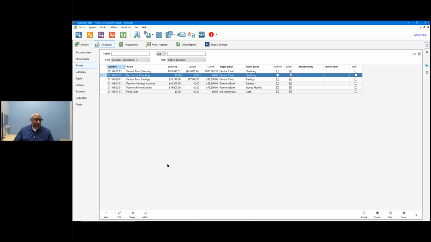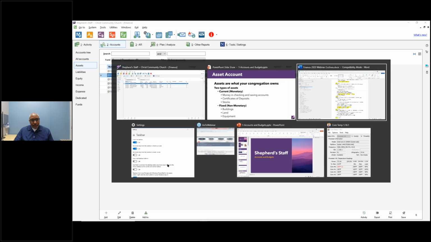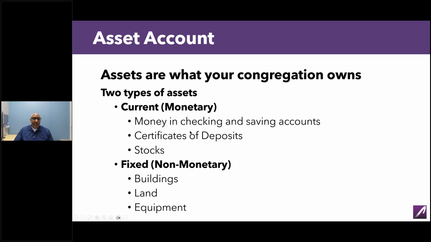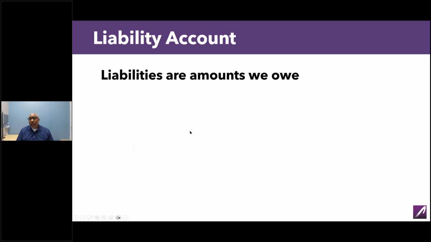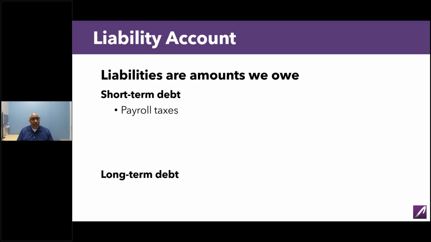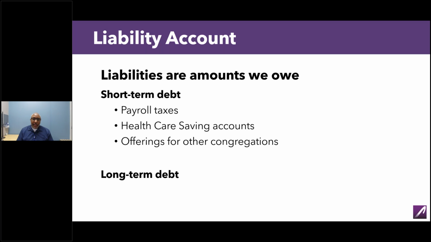Let's go back to our slideshow. Let's discuss liabilities. Liabilities are what you owe. So these are either short-term debt or long-term debt, to keep it real simple. There's going to be payroll taxes for those that use Shepherd staff for their payroll. There's healthcare savings accounts, there's offerings from other congregations, and there's also credit card debt.